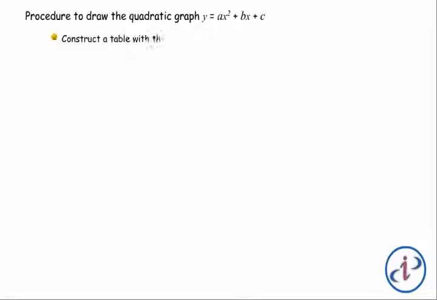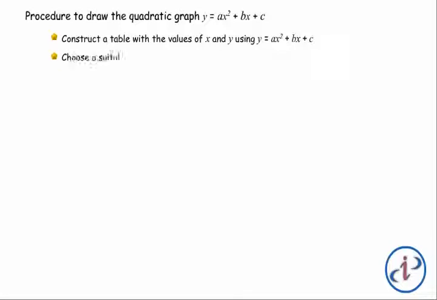Let us learn the procedure how to draw the quadratic graph, which is in the form of y is equal to ax squared plus bx plus c. Construct a table with the values of x and y using y is equal to ax squared plus bx plus c.